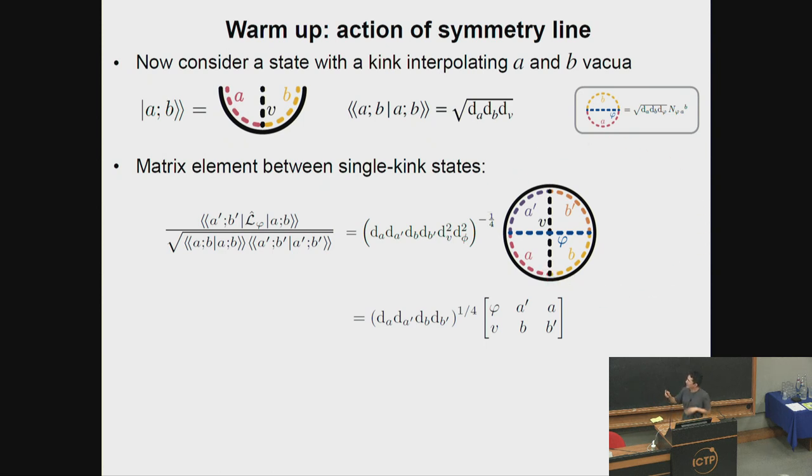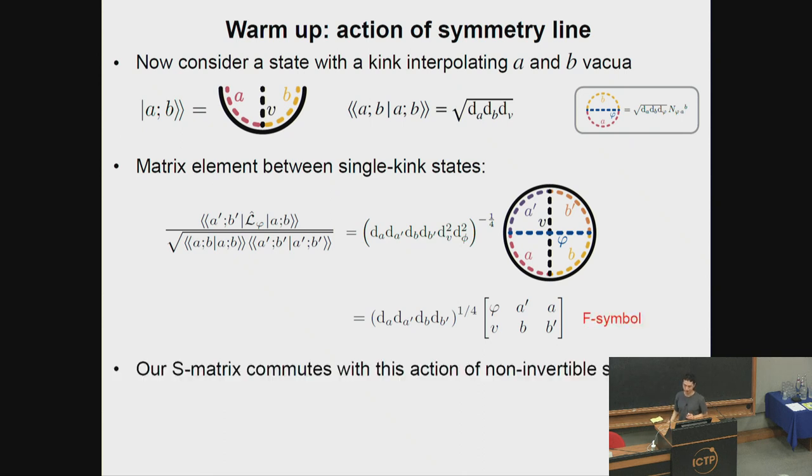And this object, if you view it in 3D, is nothing but a tetrahedron. It computes what's called the F symbol in this fusion category. So this basically means that the action matrix element of this symmetry line L phi on this kink state is given by the F symbol. And earlier I said our newly conjectured S matrix commutes with the action of non-invertible symmetry, and this is precisely the action of the symmetry line which we used to check that it commutes with the action of the symmetries. Okay?